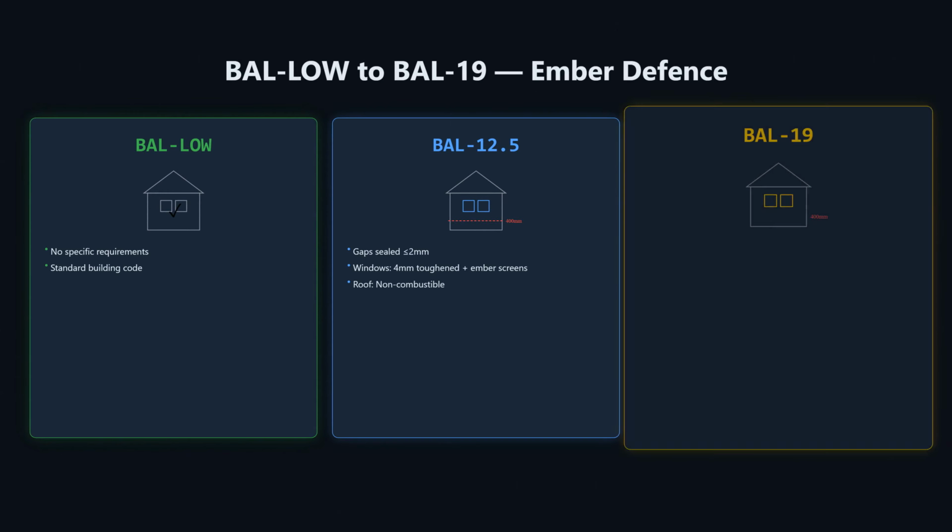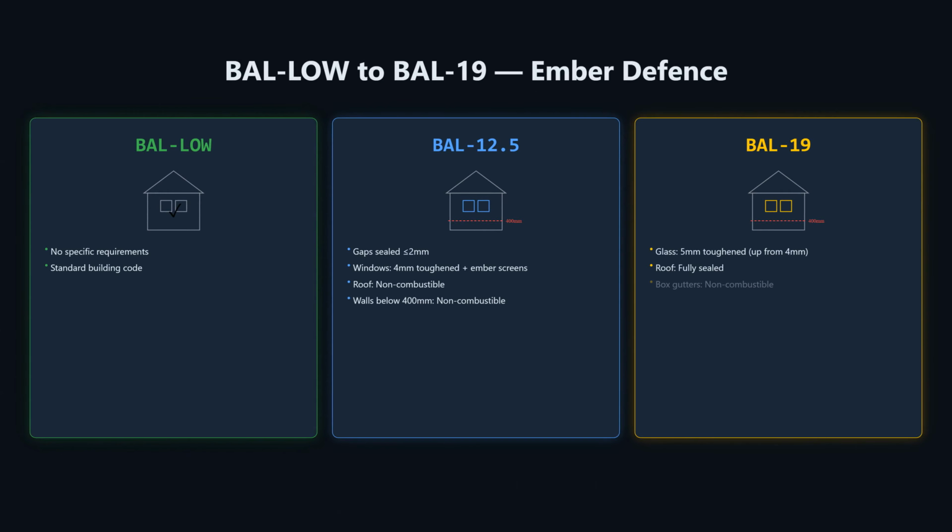BAL-LOW is simple: no specific bushfire construction requirements beyond standard building code. Your site has been assessed and the risk is negligible. BAL 12.5 is where it starts. The focus is ember protection.